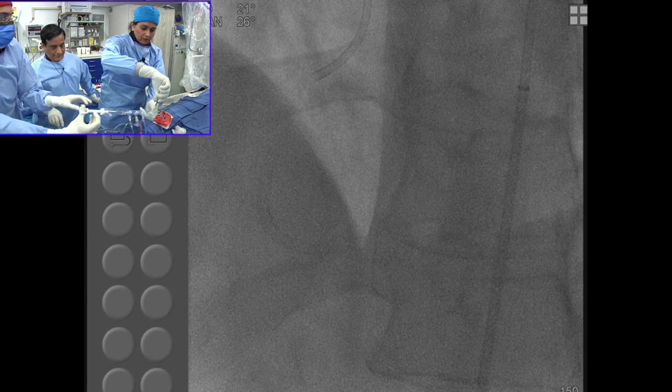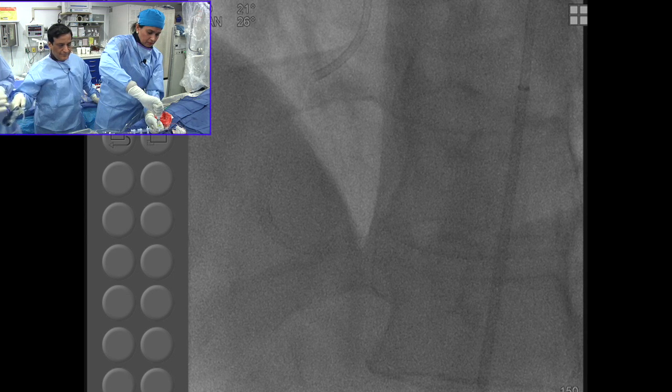Okay, Anu, you are quite confident that distal vasodilatation should take care of it all. Yeah. All right.